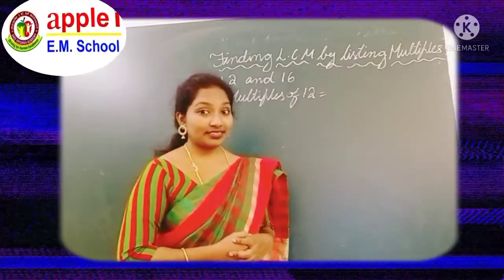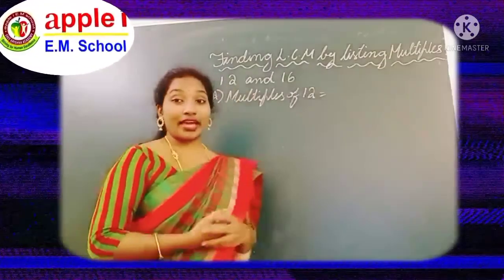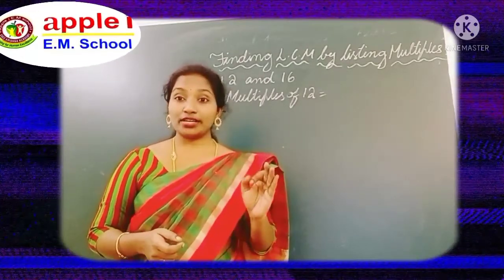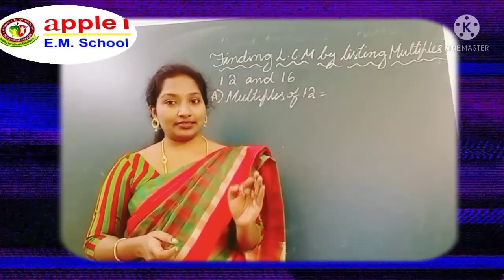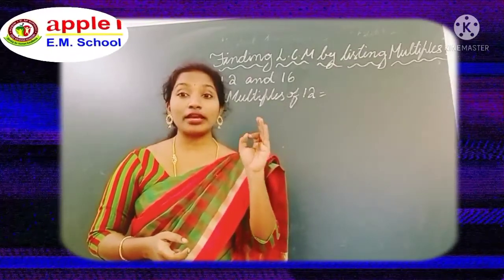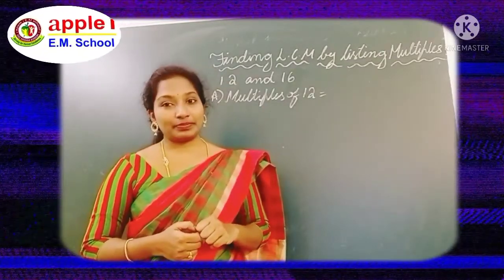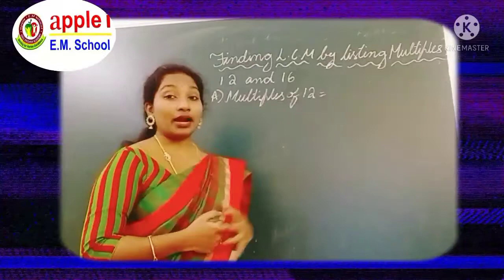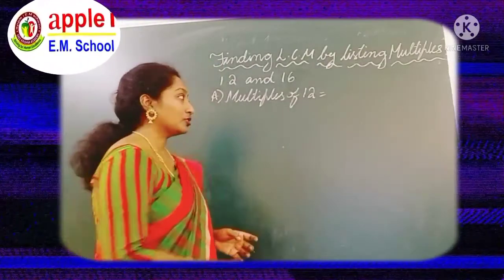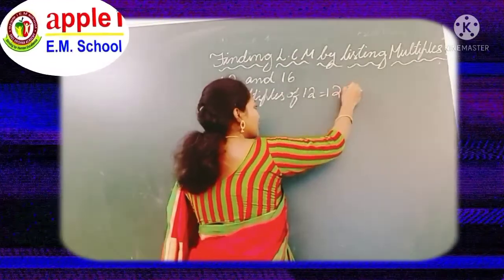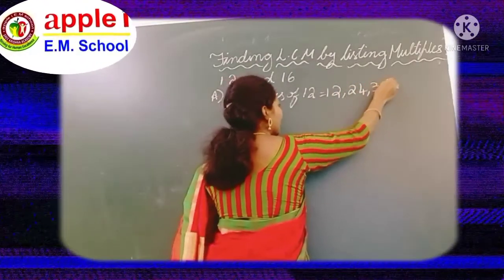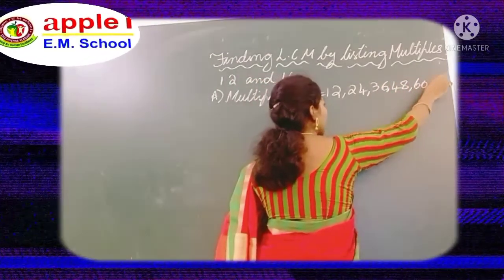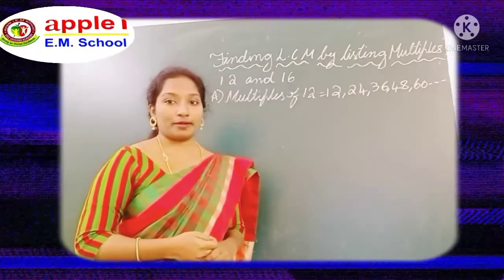So let us see this example. For 12 and 16, we have to find the LCM. LCM means least common multiple. Multiples are nothing but the answers of the table. Let us write the multiples of 12. 12 ones are 12, 12 twos are 24, 12 threes are 36, 12 fours are 48, 12 fives are 60 and so on.